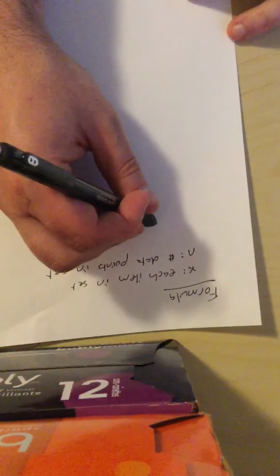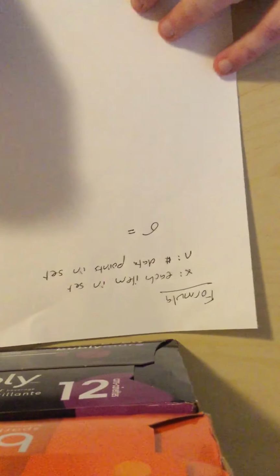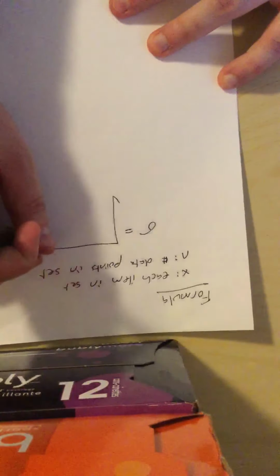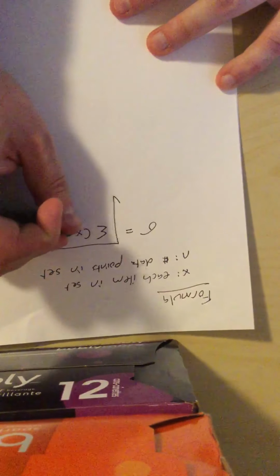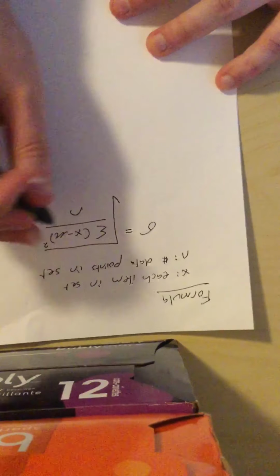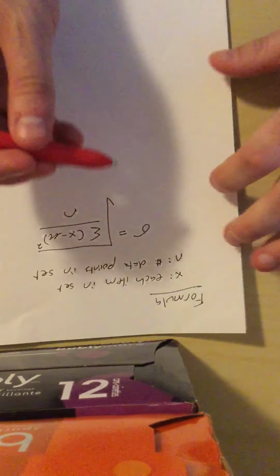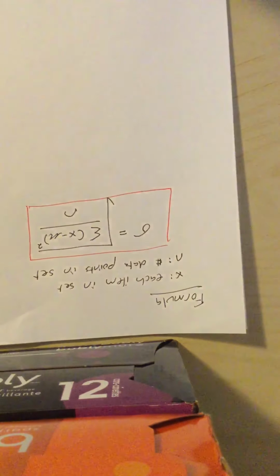So our formula is going to be sigma equals the square root of the sum of x minus mu squared, over n. And that's the formula, and that is what we are going to be talking about shortly.